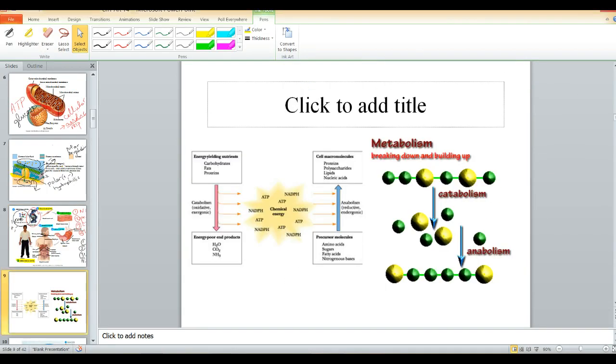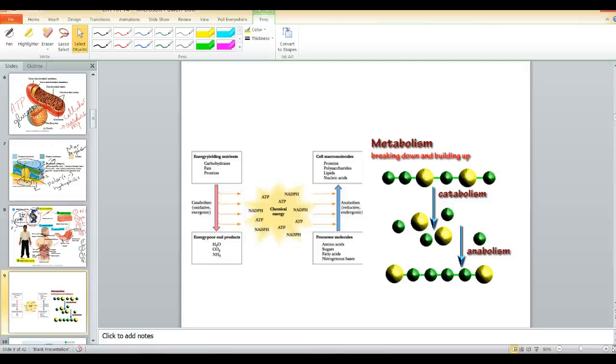So what are some other characteristics that are going to be useful to understand in A and P? Basically, a lot of the stuff we talk about is going to be on the cellular level, so what goes on in the cells. So the first thing we're going to talk about for how the cells help contribute to homeostasis is going to be talking about metabolism.